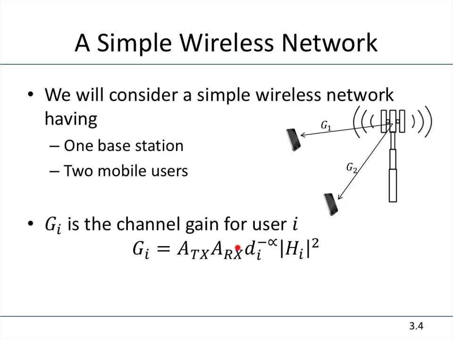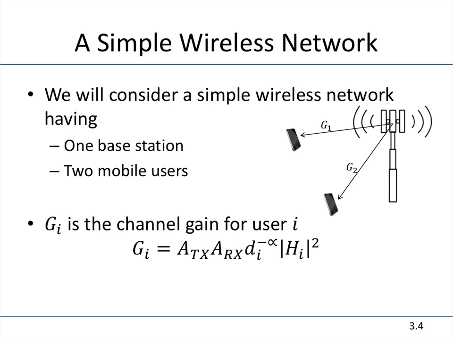And of course, there is the receiver antenna gain. So all of these components constitute the total gain for the wireless signal. Again, the gain from the antenna, the attenuation, the fading, and then the antenna gain at the receiver. This is the gain that the signal goes through. What you can control here is the transmit power from the base station. This is the optimization variable, the one that you can control from the base station.